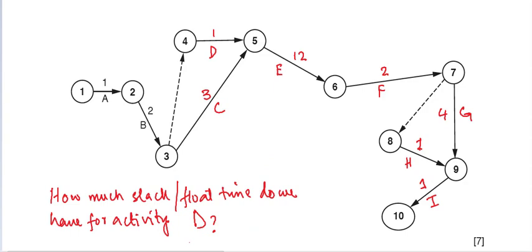Okay, one possible question is how much slack or float time do we have for activity D? Meaning how much spare time, how many free weeks can we have for activity D? And basically what we have is 2, right? So 2 weeks is basically the slack time or the float time.